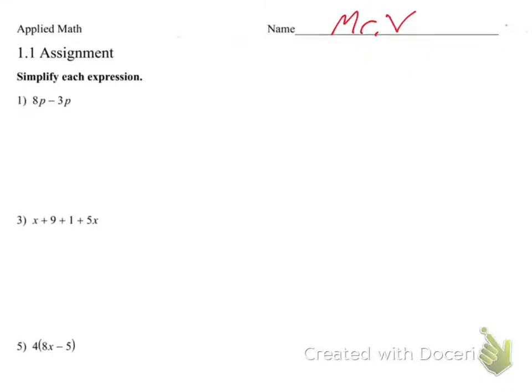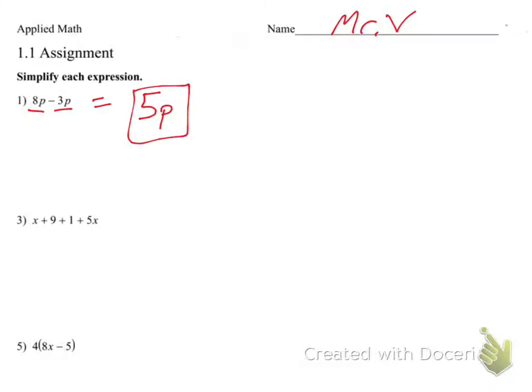All right, so for the first one, we're just looking at simplifying. So there would be 8p and 3p, or negative 3p, I guess you could say. And they're like terms, so I'm just going to do 8p minus 3p would then be equal to 5p.